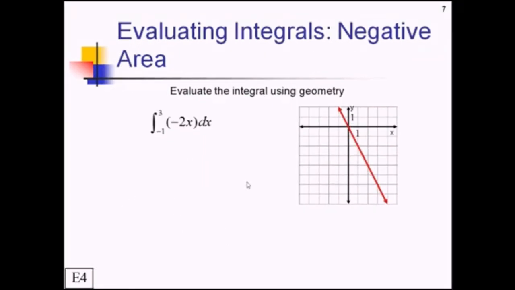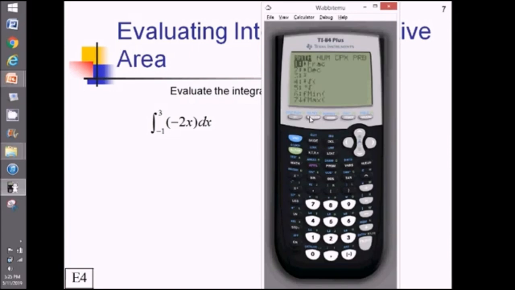Here's another example for you to try out. Give this one a shot, and then try this out on the calculator just to make sure that your answer matches the approved value. All right, let's enter this on the calculator. So we're doing Math 9, going from -1 to 3. We have negative 2x inside here, and x for the differential. And that comes out to -8. Did you get -8? Good if you did.